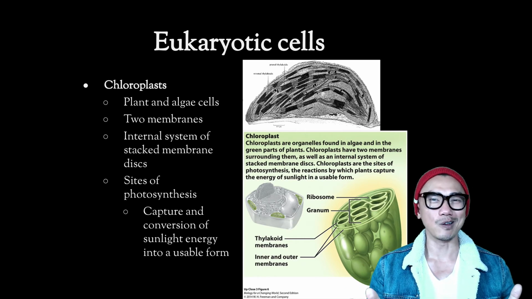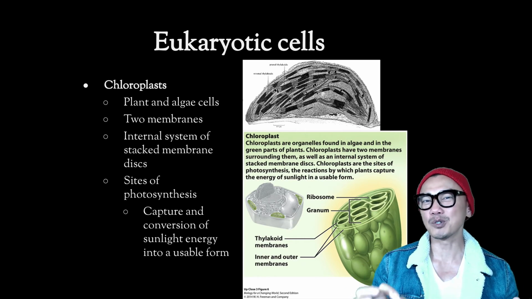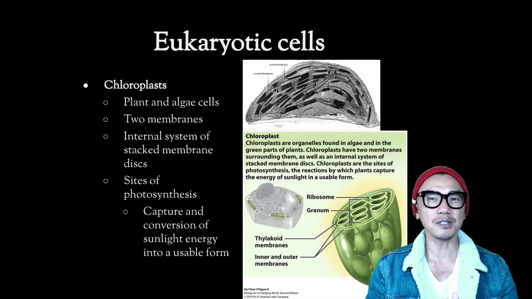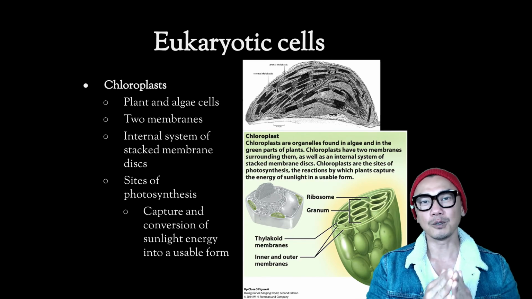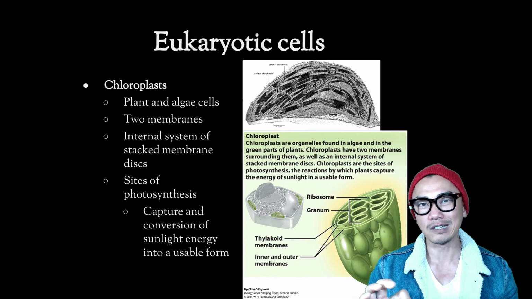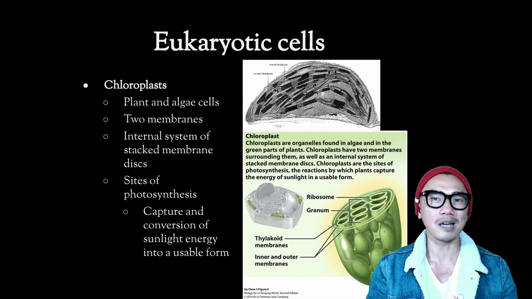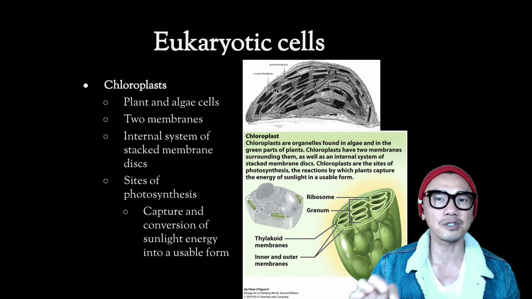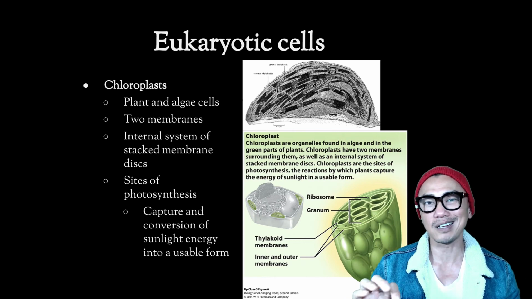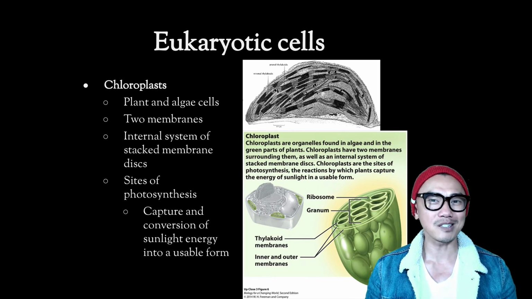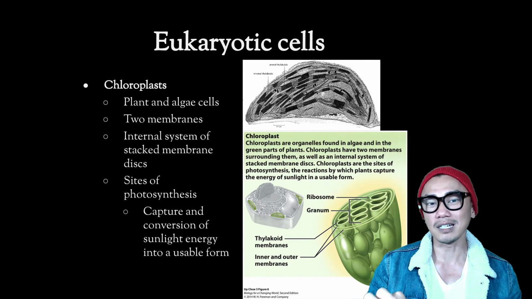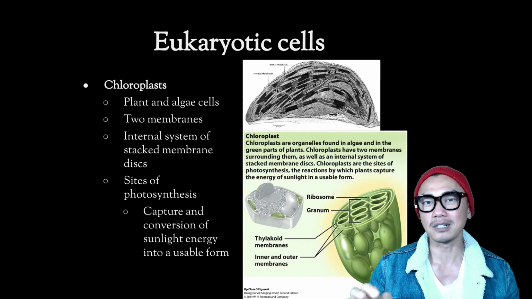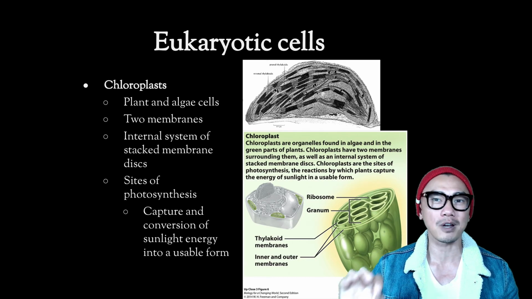Plant and algae cells have an organelle that animal cells do not have. These are chloroplasts, the greenhouses of the cell. Chloroplasts have two membranes. Inside a chloroplast, you'll find an internal system of stacked membrane discs. Chloroplasts are the sites of photosynthesis. This is where sunlight is captured and converted into a form that can be used by cells.